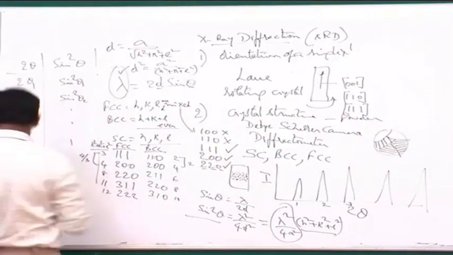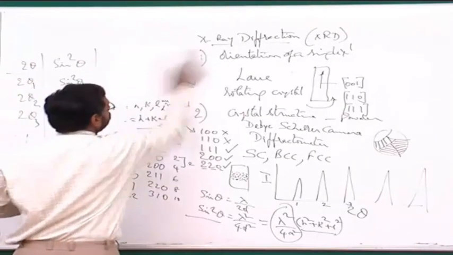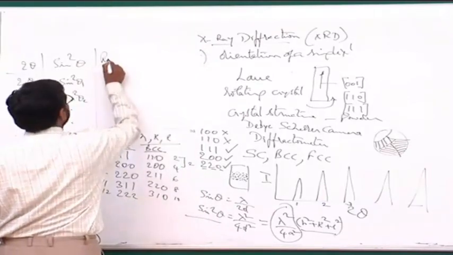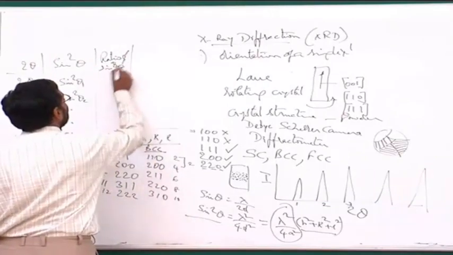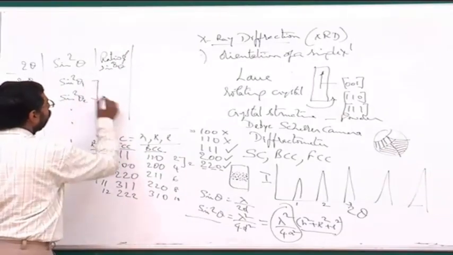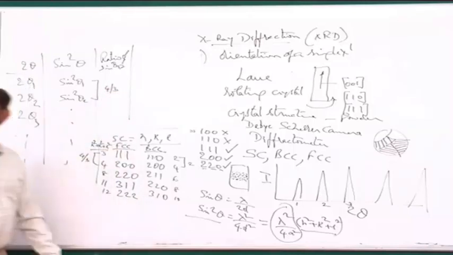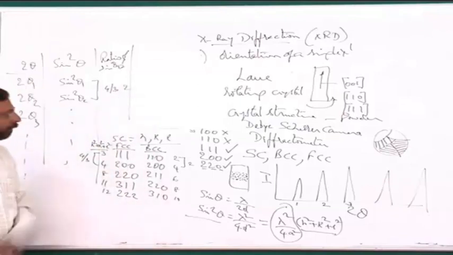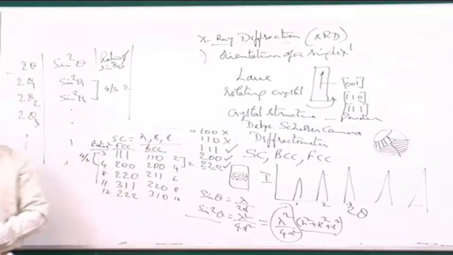So now you put here the third column, call it the ratio of sine square theta. So you take the 2 to 1, and you find out the ratio. If this ratio turns out to be 4 by 3, we say it is FCC. If the ratio turns out to be 2, then we have a confusion. We have talked about it in the last class, that this 2 can also belong to a simple cubic.